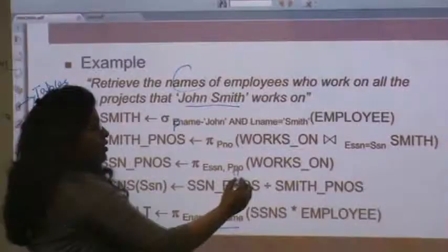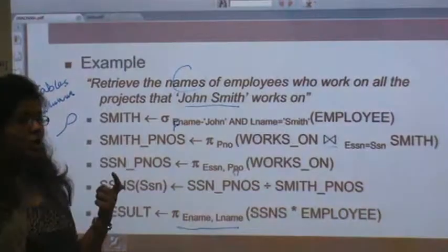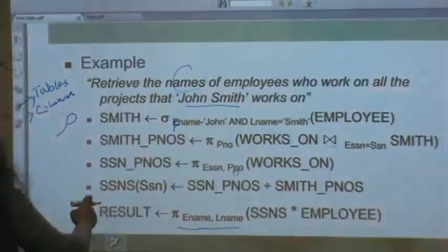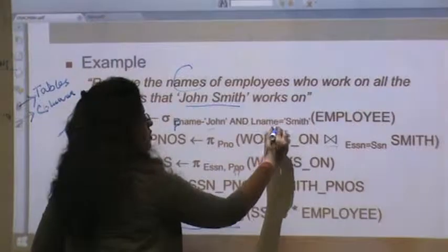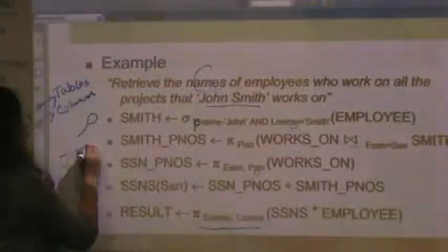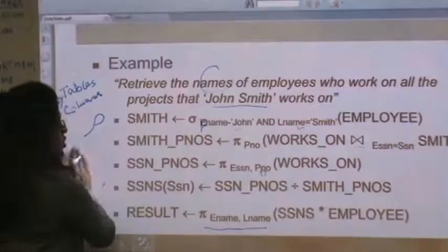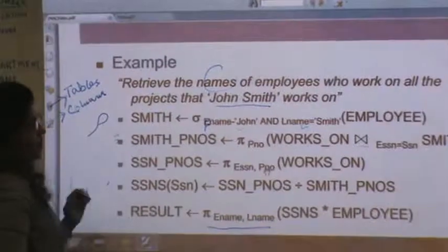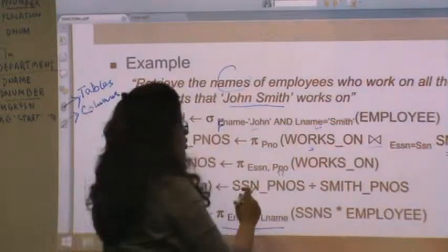So you're seeing that in a join, the number of columns doesn't necessarily have to be similar. Like in works on there are 3 columns, but in Smith only 2 columns, right? Because first name and last name. So first name and last name is now joining with 3 columns. So our whole result will be 5 columns here, because from works on 3 are coming and from Smith 2 are coming.